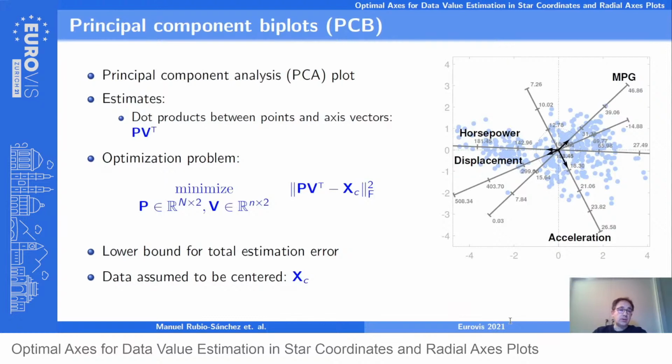Principal component biplots are generalizations of the well-known PCA plot. In biplots, the estimates are dot products between the points and the axis vectors. And these points and axis vectors are obtained by minimizing that optimization problem, where the goal consists of reducing the discrepancy between the estimates and a centered version of your data. Now, because the problem finds the points and the vectors simultaneously, it's going to provide the best possible plot regarding estimation accuracy. So it's going to provide a lower bound for the total estimation error across an entire data set.